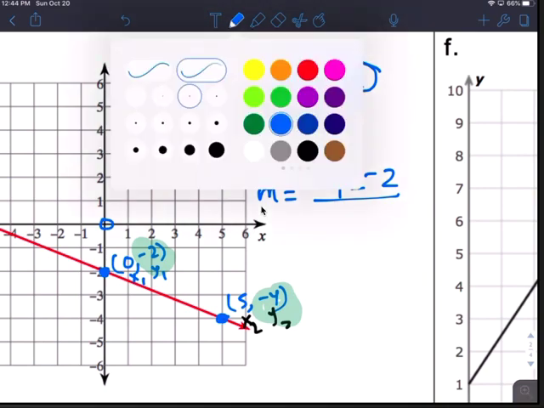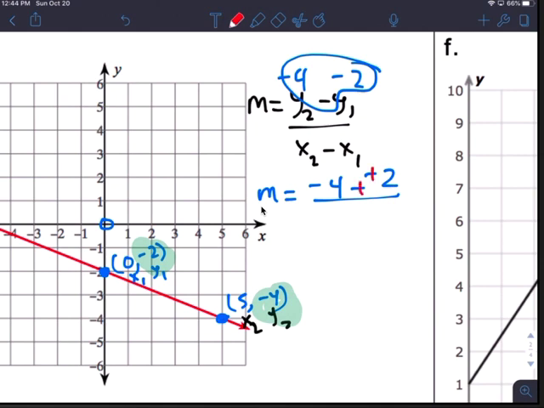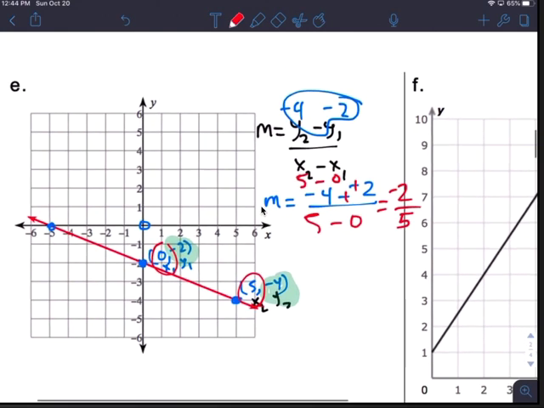Add, you do additive inverse, you'll get negative 2 as an answer over. X sub 2 is 5 minus x sub 1, 0. 5 minus 0 is 5 over 2.